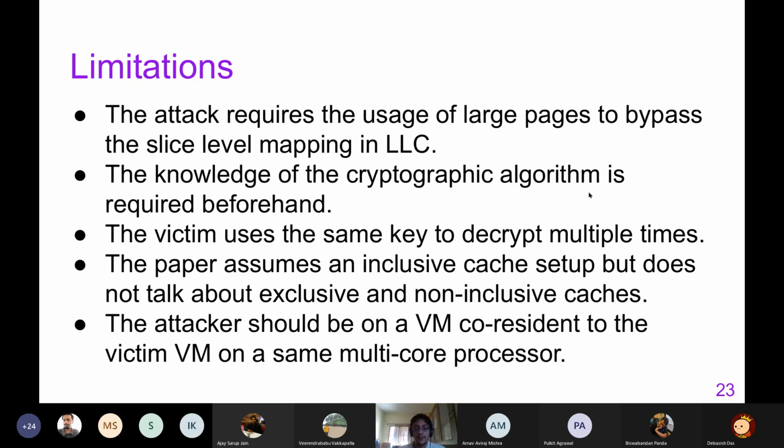And while decrypting, if the victim changes the key, we won't be able to figure out that the key has been changed. Hence, the victim should use the same key when the attacker decrypts the lines, so that we get the actual key as intended. Additionally, the paper assumes that we need an inclusive cache setup, but does not talk about exclusive or non-inclusive caches. And the victim and the attacker should be co-resident in the same VM for the attack to take place. So these are the limitations of this attack.